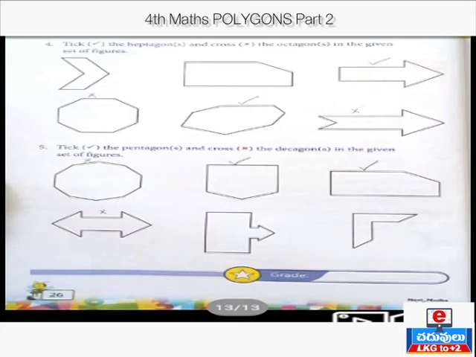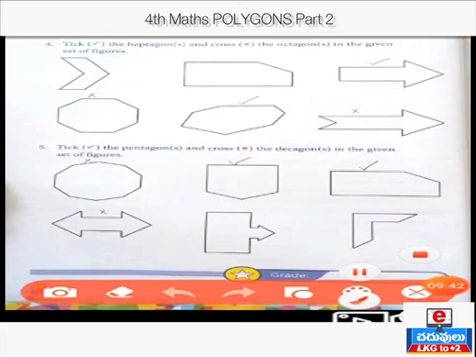Here the fourth bit is there. Tick the heptagon and cross the octagon in the given set of figures. Heptagon means how many, children? 7. And cross the octagon, 8. A 7-sided diagram you can tick, and an 8-sided diagram you cross out.